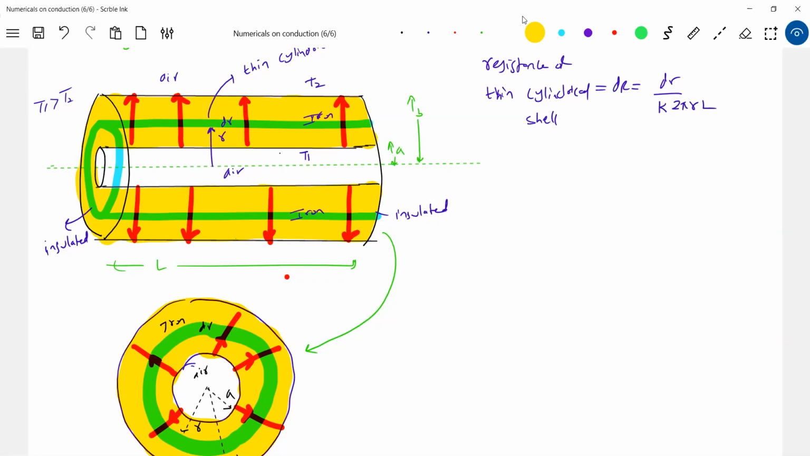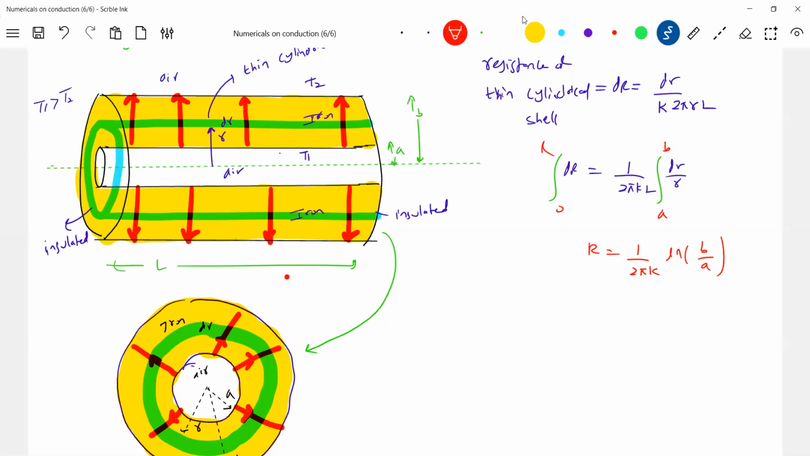Okay, now let's go for limits. What should be the limit? The overall material will range from A to B. So resistance of this will be 2 pi KL log of B by A. Okay, fine. We are in better position now. Okay, there's a resistance of this particular thick cylindrical shell.